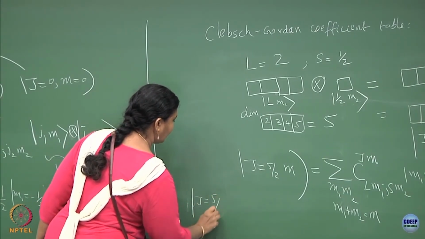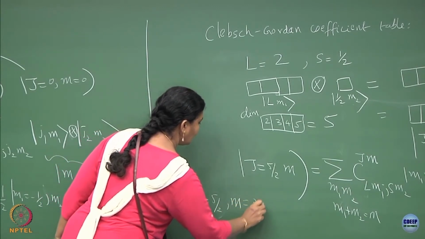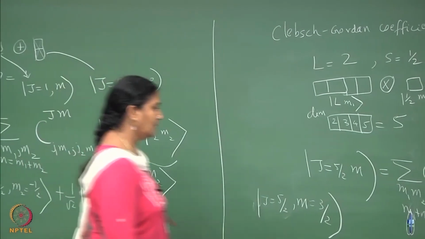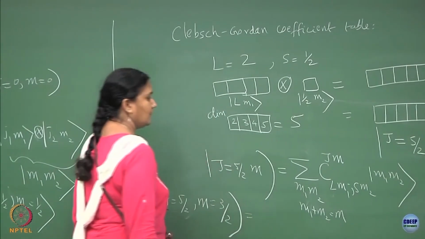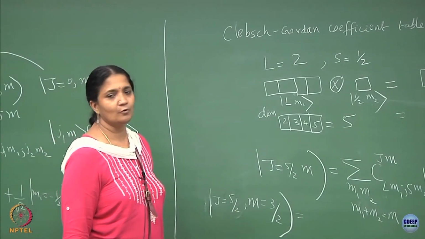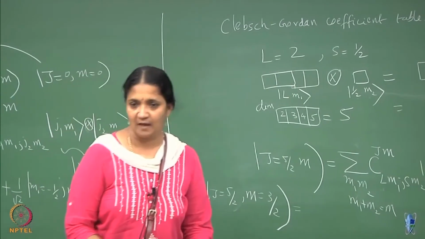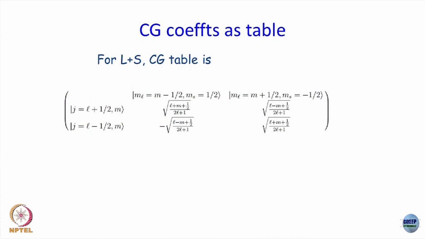J equal to 5 by 2, M equal to 3 by 2 will be linear combinations of two states. What are the coefficients? When you substitute the coefficients, you want to see the screen again? Yeah. Just put the screen back. So, you have to see which one you have to take. Okay. Do we have to take this column or this column? The first column.